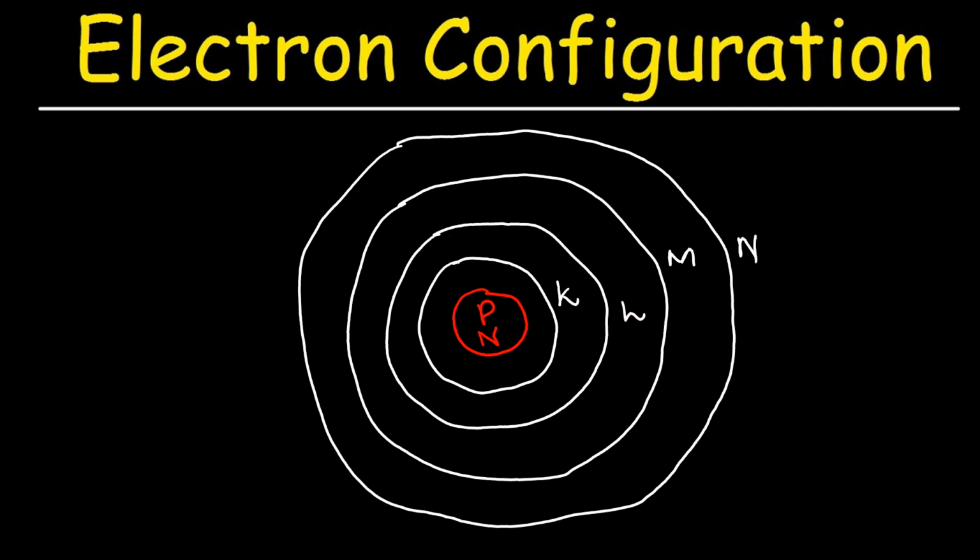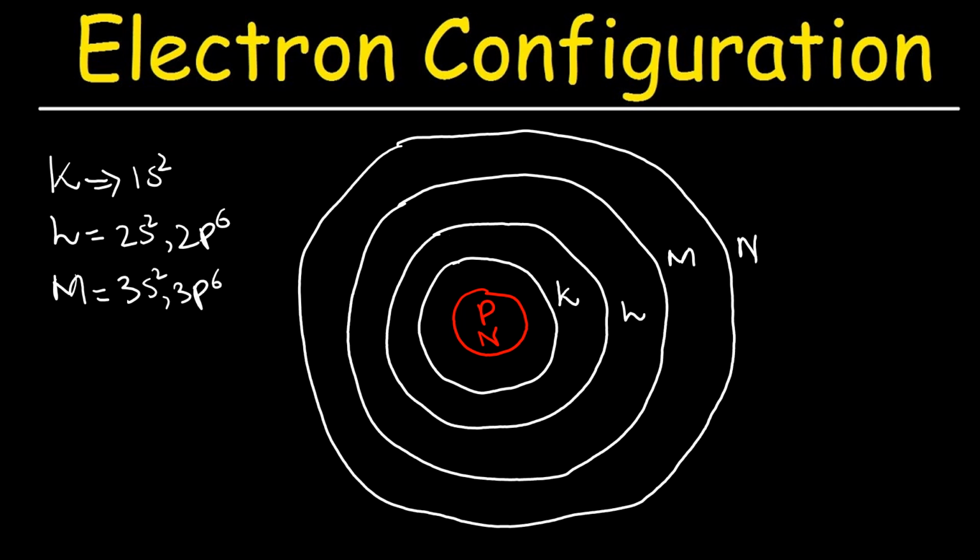Students, please keep in mind that every shell has subshells. The K shell has a subshell known as 1s2. Similarly, the L shell has two subshells, known as 2s2 and 2p6. The M shell has three subshells: 3s2, 3p6 and 3d10.